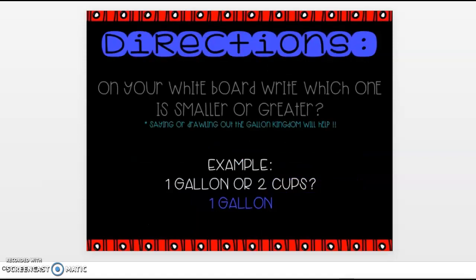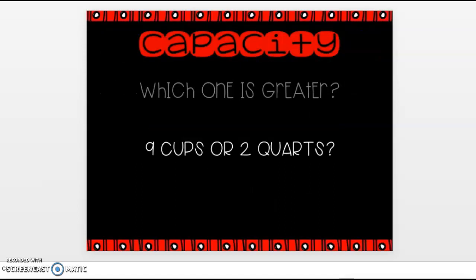Okay, so now on your piece of paper, and I would just write on the same piece of paper that you were already writing on, we're going to write whether something, well, it's going to ask us, is this smaller or is this greater? And then it's going to give us 2 examples, and we have to pick which one. Okay, so this would be technically number 5. So which one is greater? 9 cups or 2 quarts?